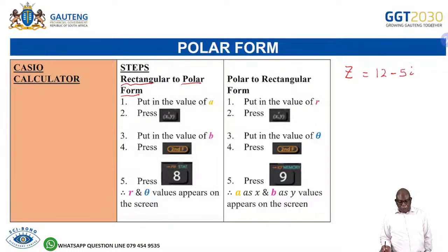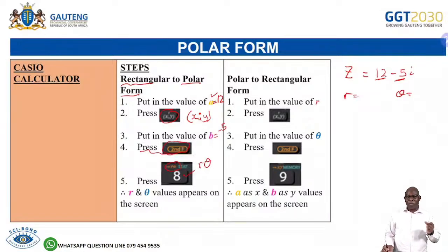What you need to do on a calculator, and this is a Casio calculator, is put in the value of A, which is 12. Then you look for this button XY, which is a coordinate. Then you put in the value of B, which is minus 5. Then you press second function, then the button 8. That's where you get R theta. So I need the value of R and also the value of theta.